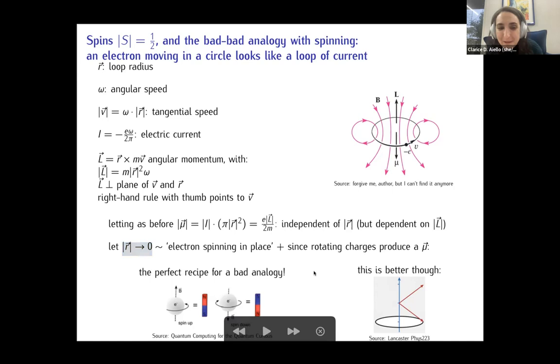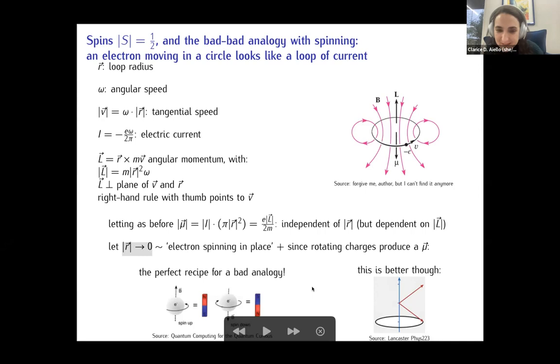So this is where the analogy with spinning comes from. In this bad analogy, an electron spinning in place in one direction would be like a tiny magnet with one pole, say the north facing up and the south facing down, and an electron spinning in the other direction would basically represent a tiny magnet, a magnetic dipole, with the opposite polarity, right? So this is where the idea of spin up and spin down comes from, okay?